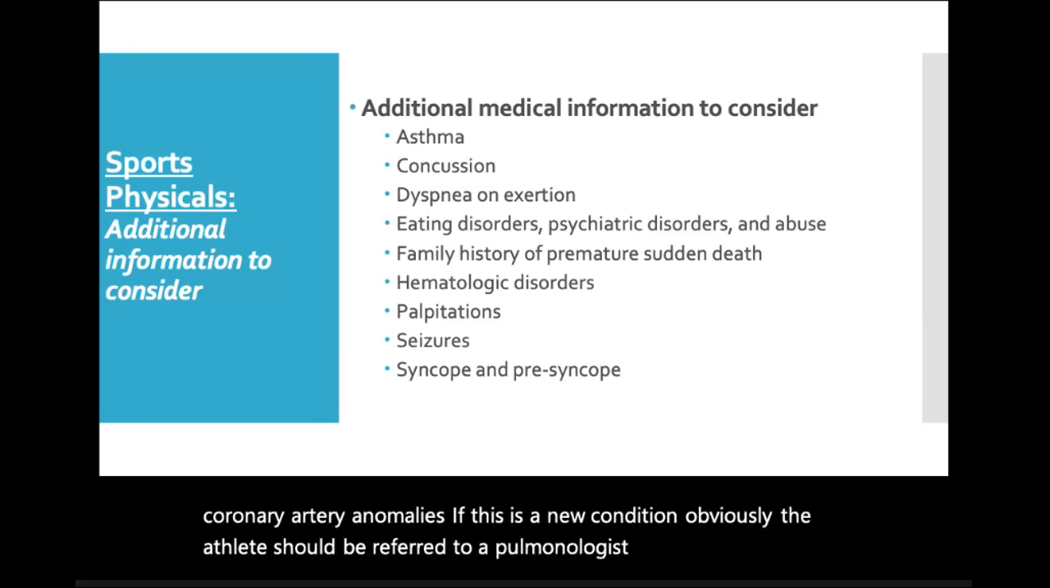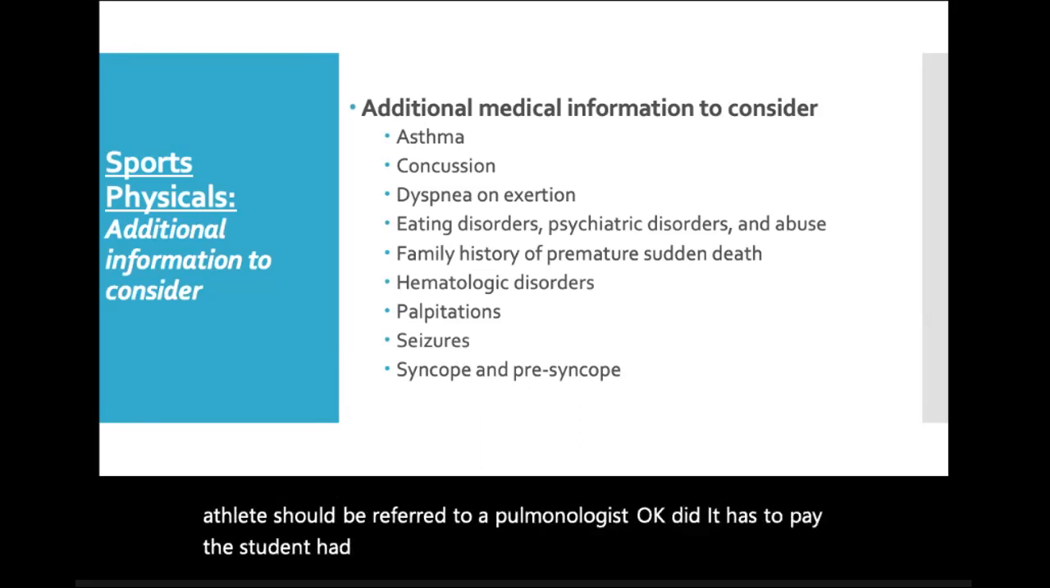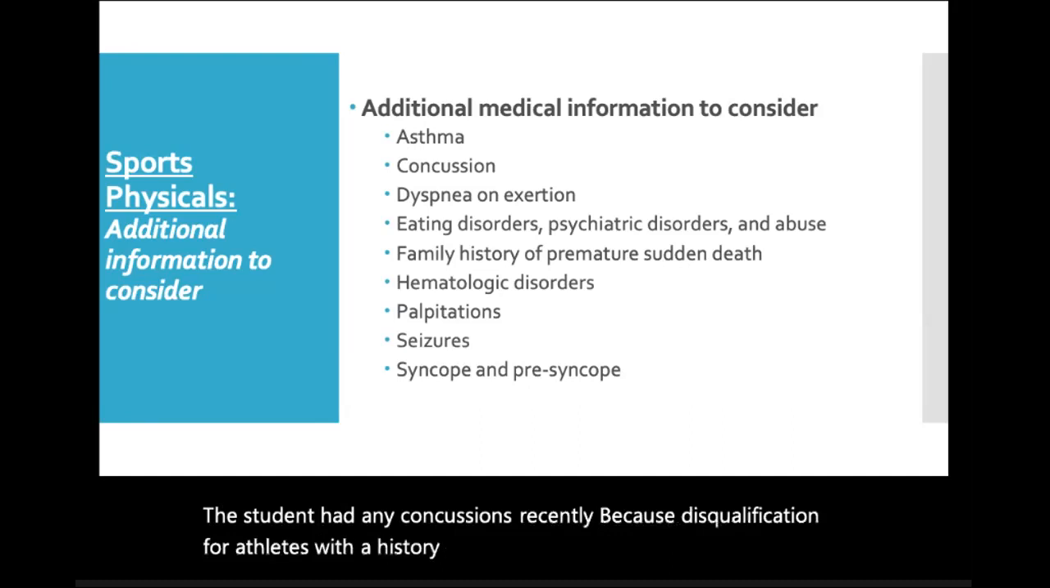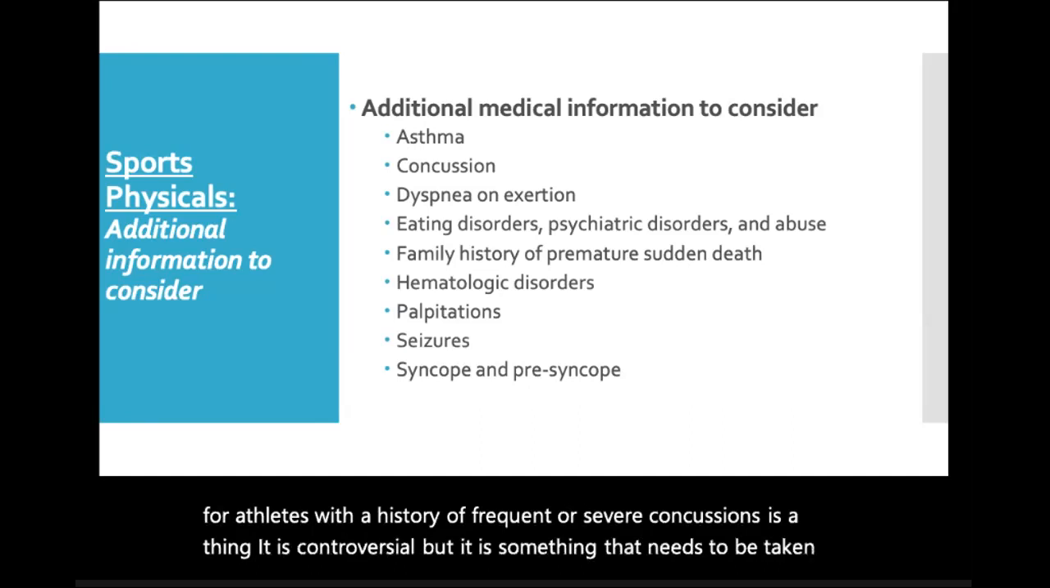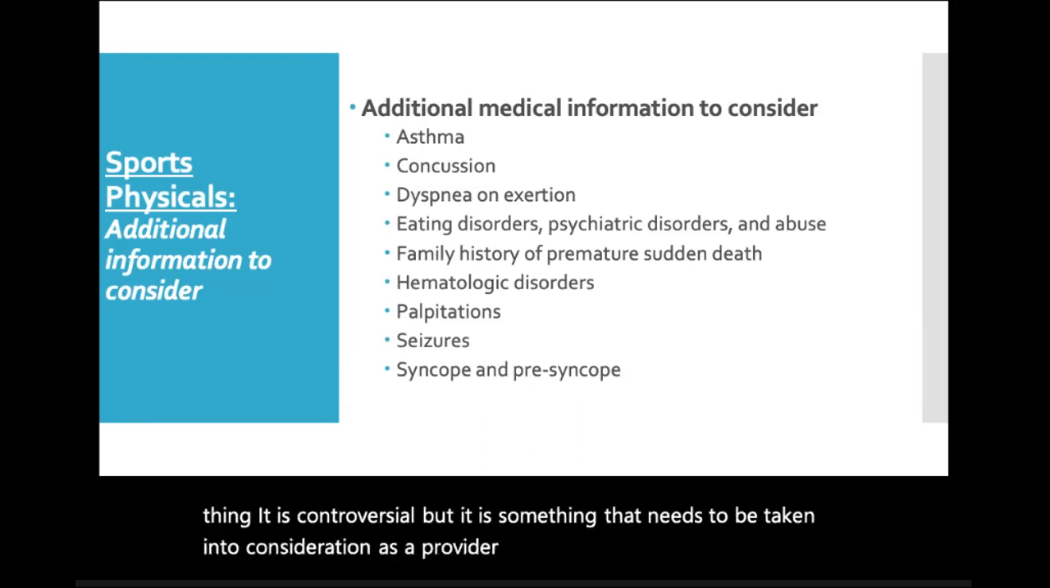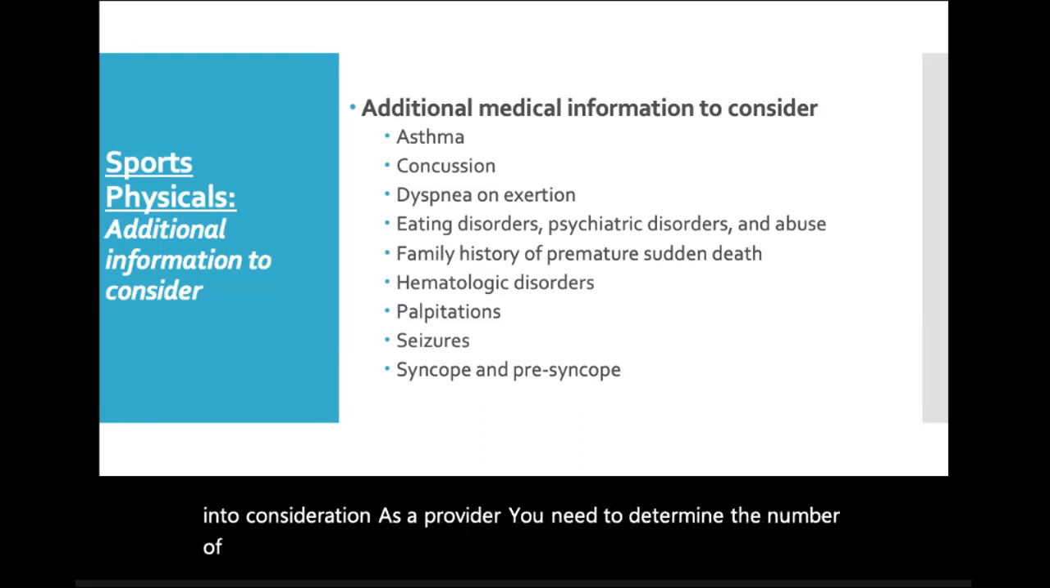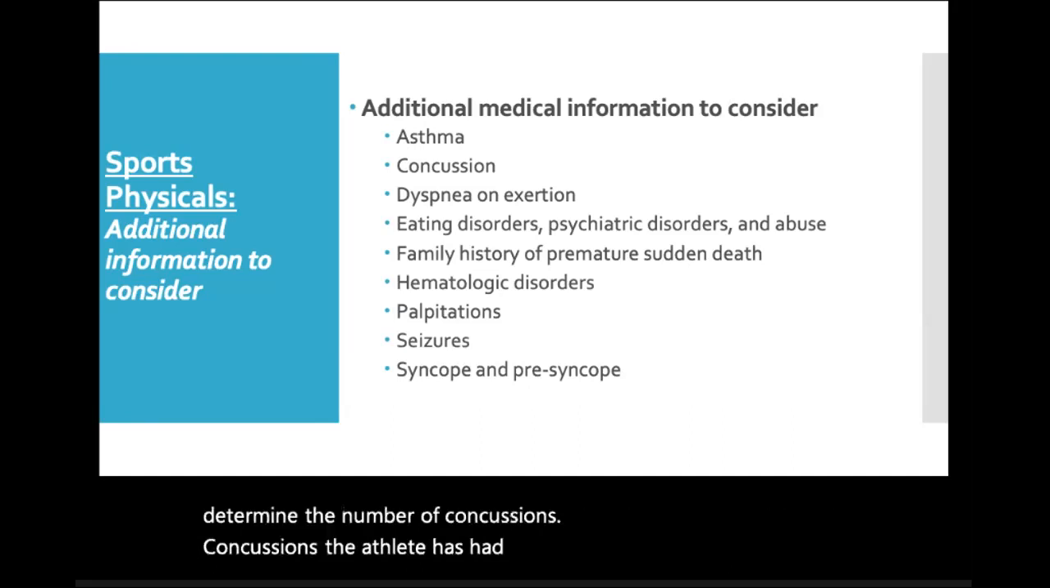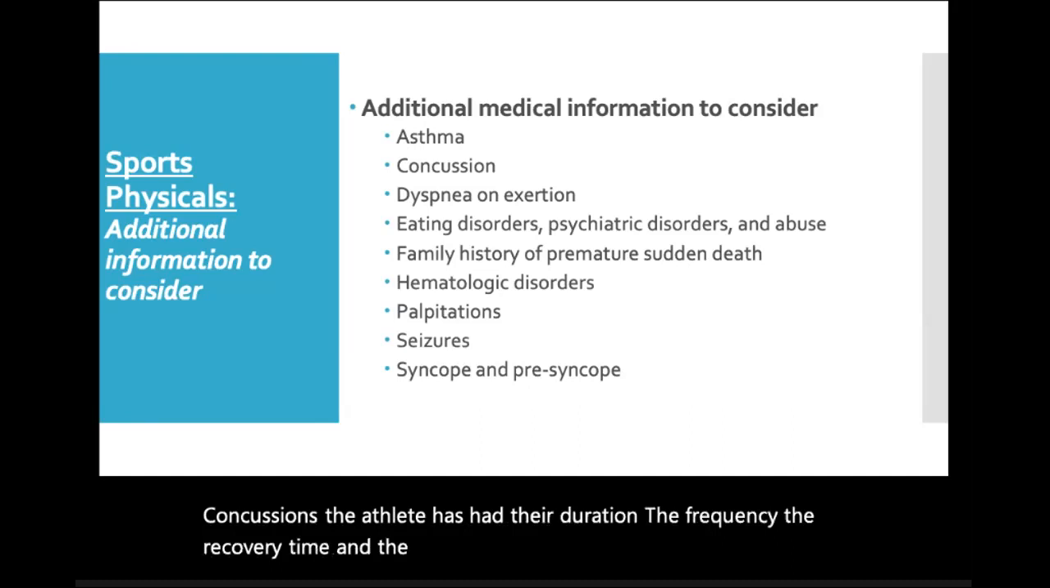Has the student had any concussions recently? Because disqualification for athletes with a history of frequent or severe concussions is a thing. It is controversial, but it is something that needs to be taken into consideration. As a provider, you need to determine the number of concussions the athlete has had, their duration, the frequency, the recovery time, and the risk factors, meaning why is this happening? What sports is this student playing?